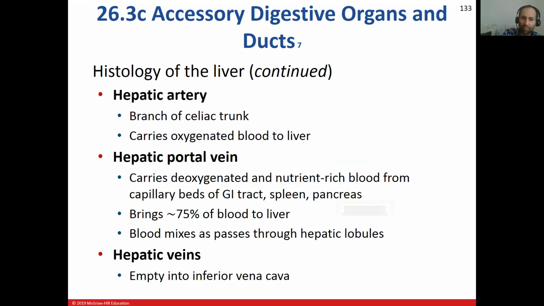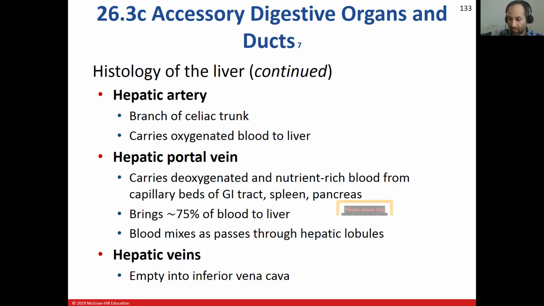So the hepatic artery is a branch of the celiac trunk from your abdominal aorta. It carries oxygenated blood to the liver. The hepatic portal vein, that is an extremely important structure, because the hepatic portal vein carries all of the digested food stuff from your gastrointestinal organs to your liver for further processing, okay? So nothing gets past the liver from your gut. All the food that you eat, which is absorbed into your lymphatic system and then into your hepatic portal vein, it's carried to the liver for further processing, okay?